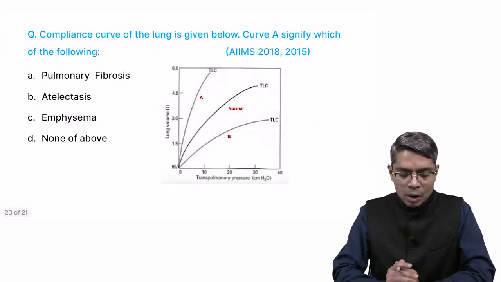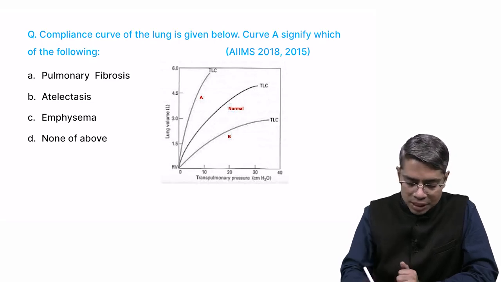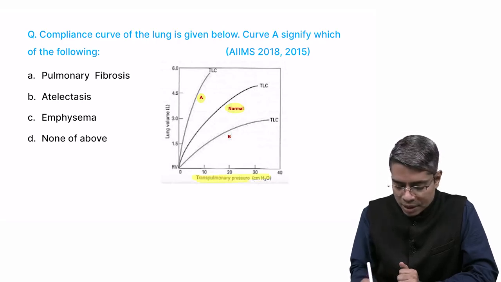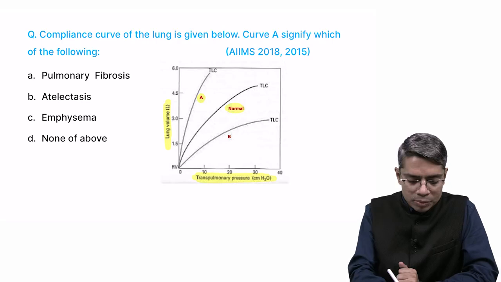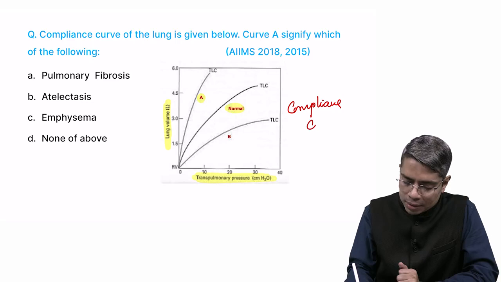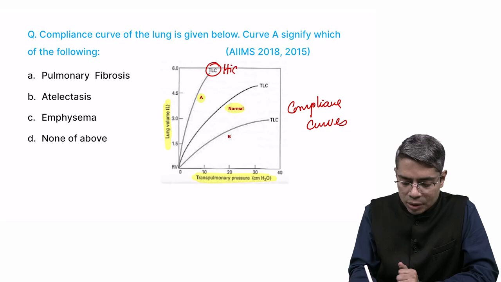Okay, compliance curve of the lung is given. A curve signifies. So three curves have been given. One of them is a Longman curve. So the x-axis is the transpulmonary pressure and the y-axis is the volume. So these are all the compliance curves, right? Here the curve A means this is the high compliance curve, right?